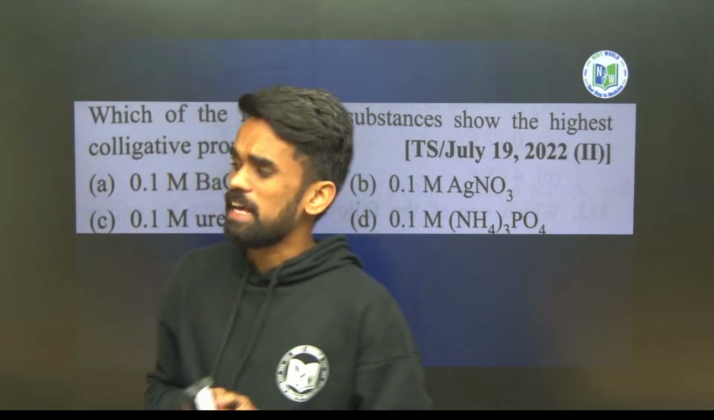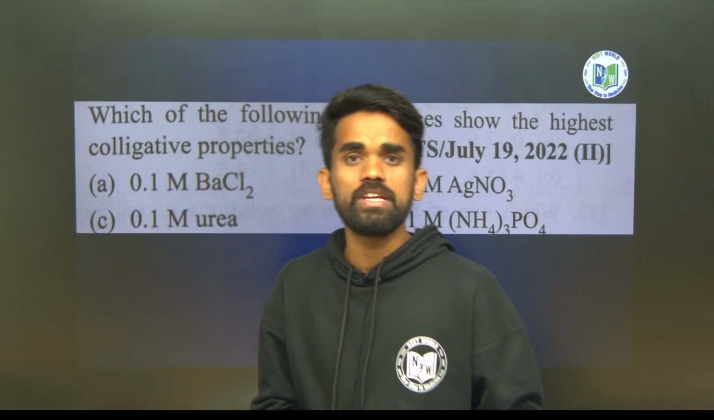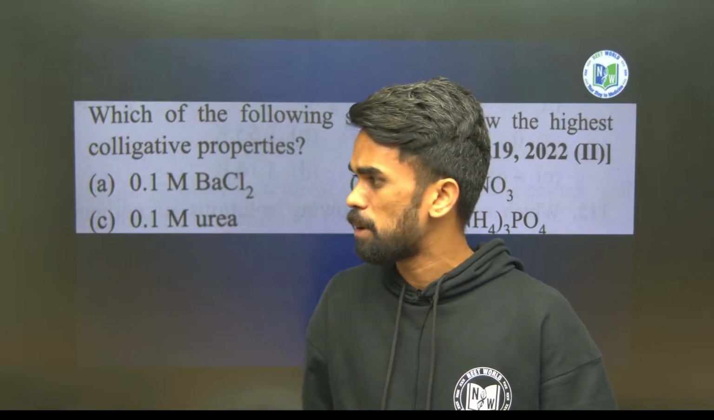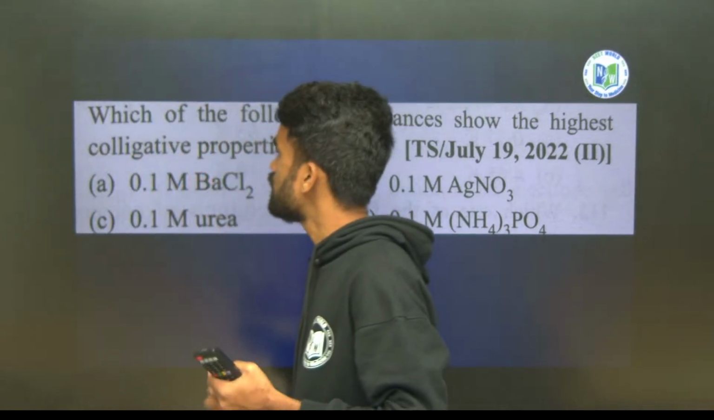What are the examples of colligative properties? Elevation in boiling point, depression in freezing point, osmotic pressure, and RLVP, relative lowering of vapor pressure. These are the colligative properties, right? Now how can you decide that?